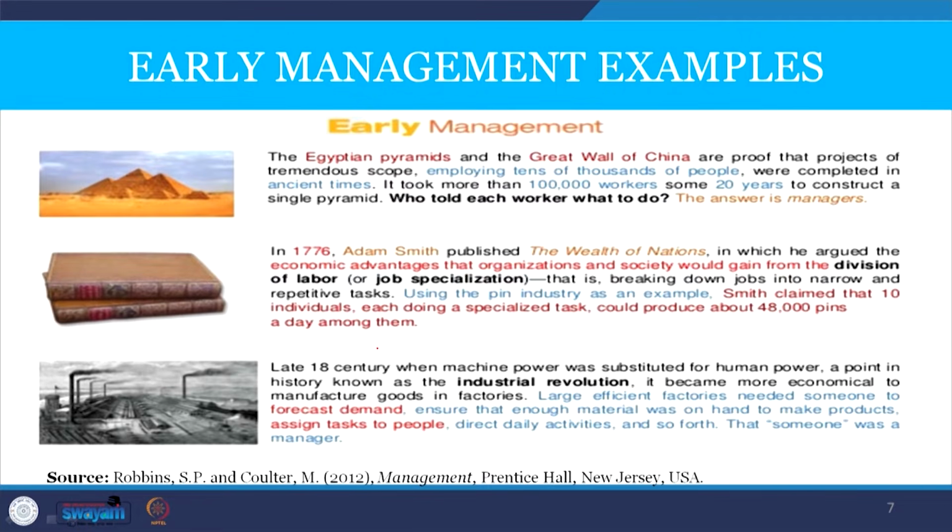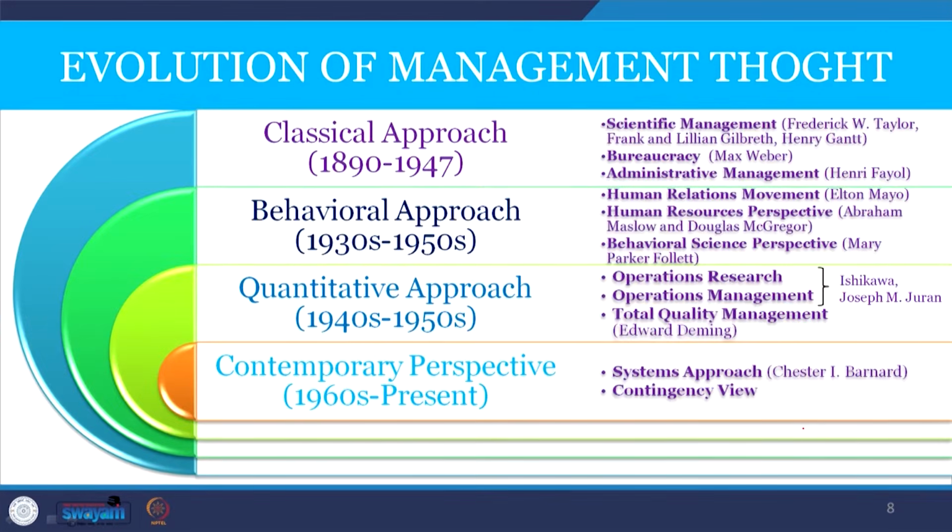Then arose the need for demand forecasting: how many resources to produce, how many products to produce, how to manufacture goods, how many people to assign to a particular task, and how to direct activities, and so forth. That someone was a manager, and then came the concept of who the manager is and how the manager's role has been defined. With this background, we will learn about the evolution of management thought.